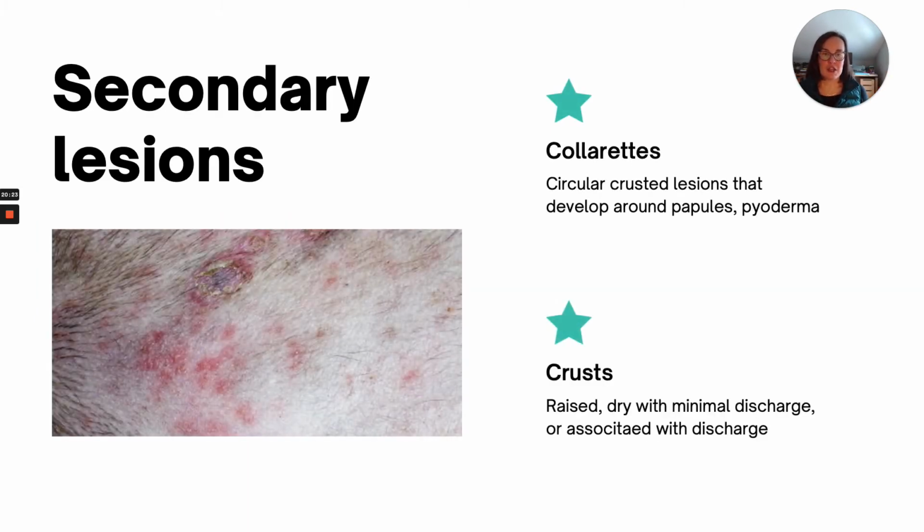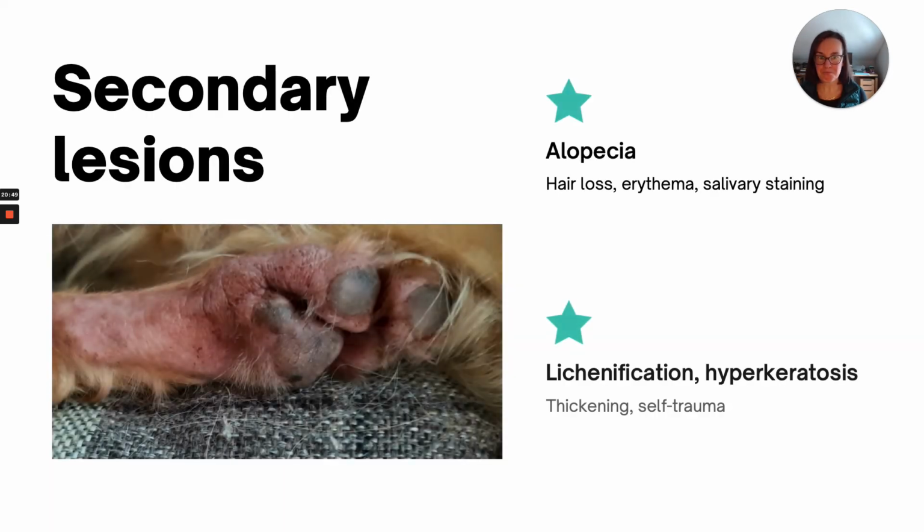Secondary lesions are going to be collarettes and crusts. These are also excellent lesions to sample. I remember someone saying the answer is always in the crust, and I do think that's true. There's a lot of information that you'll get from doing an impression smear of a crust. So looking at these collarettes and the crusted lesions that you can see surrounding them are excellent places to get a diagnostic sample from.